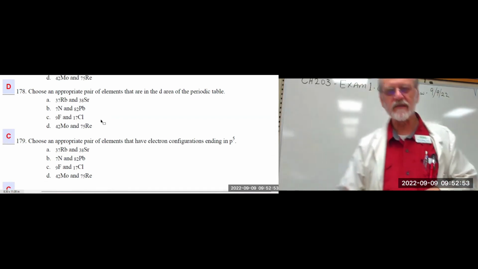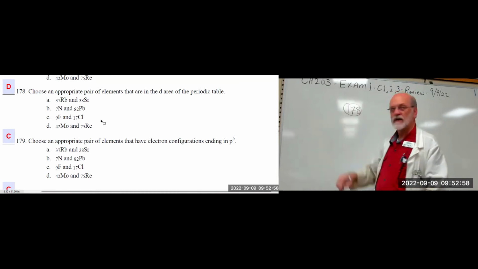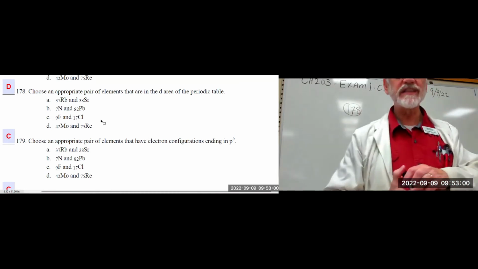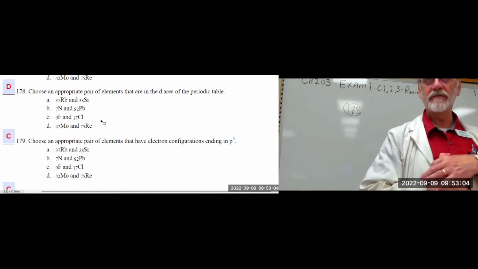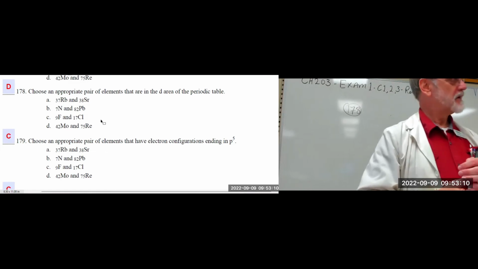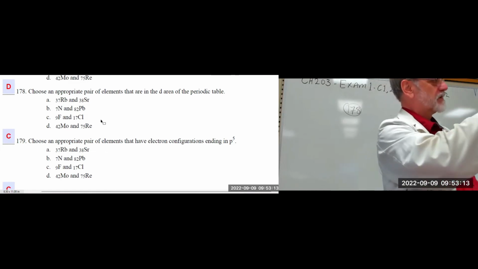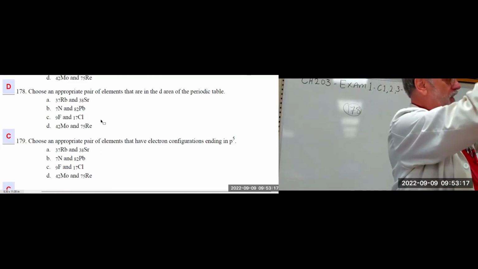Okay, 178 is testing whether you know where the d area of the periodic table is. There's a name for that area. It's called transition elements. So that group, you've got these two humps on either side and a space in the middle. Just follow that space all the way down.